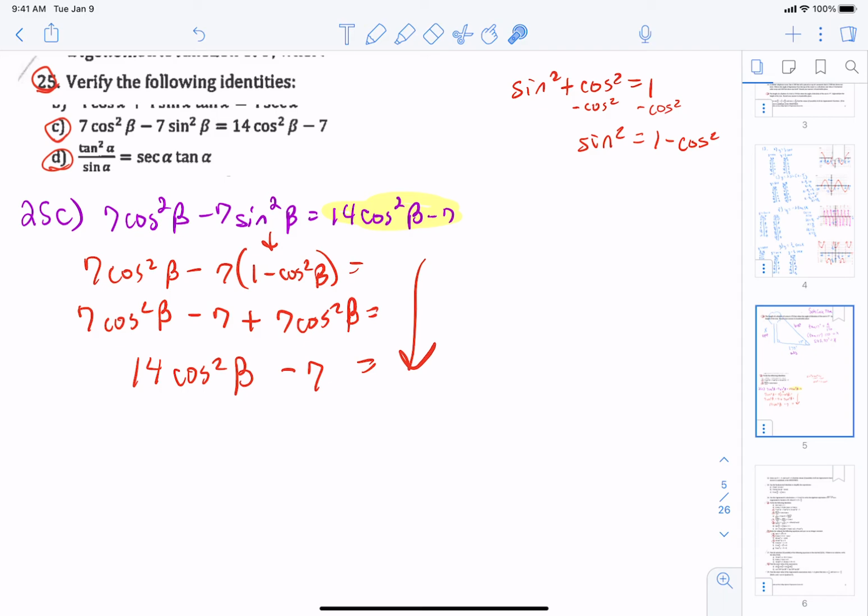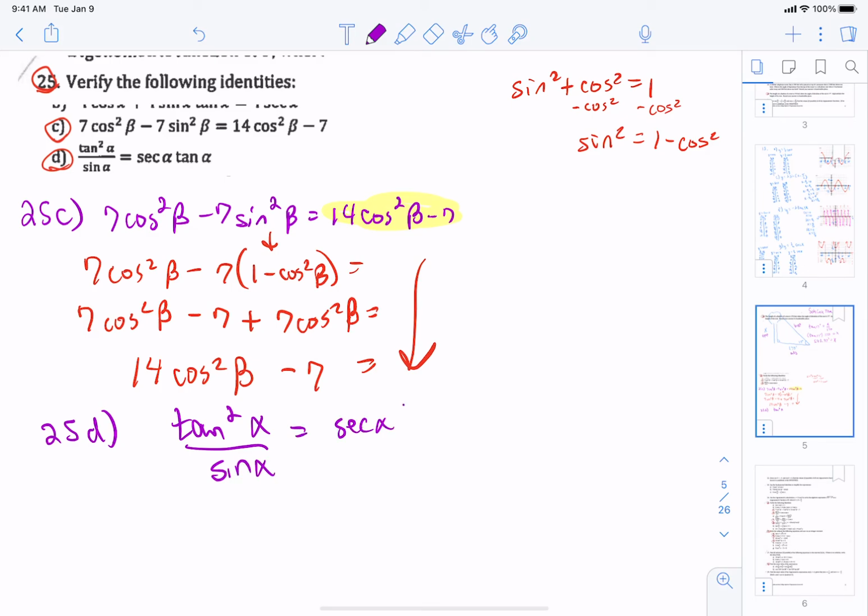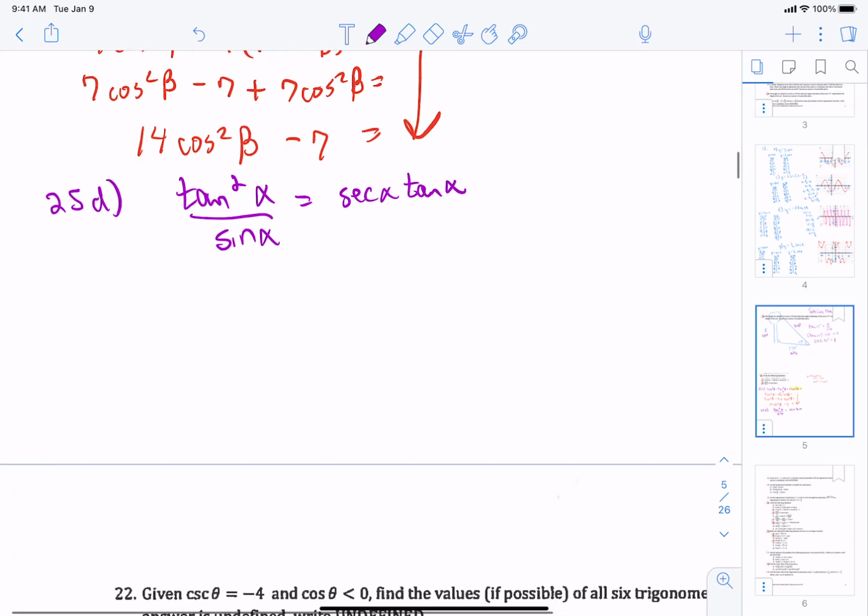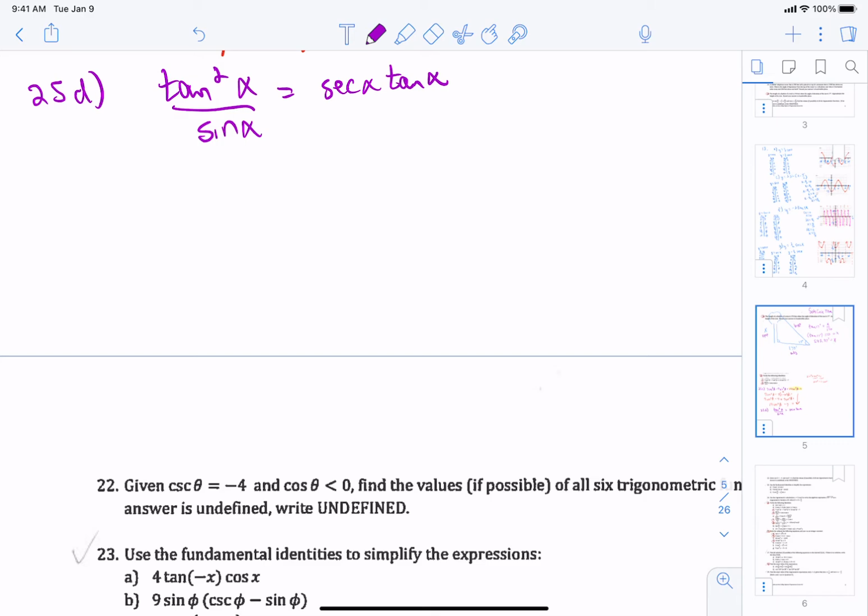Okay, let's try 25D. So let me write that down. That says the tangent squared of alpha over the sine is the secant of alpha tangent of alpha. Now it is your decision which side to hold. It really is totally your decision. But I like fractions because it gives me something to do. It gives me something to mess with. So I'm going to hold this and try to get that fractional side to switch and become a secant and a tangent. Now you see how we need a tangent in the problem.